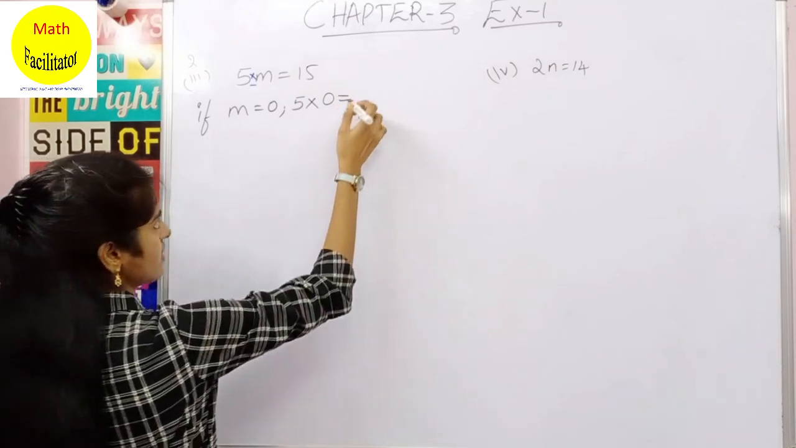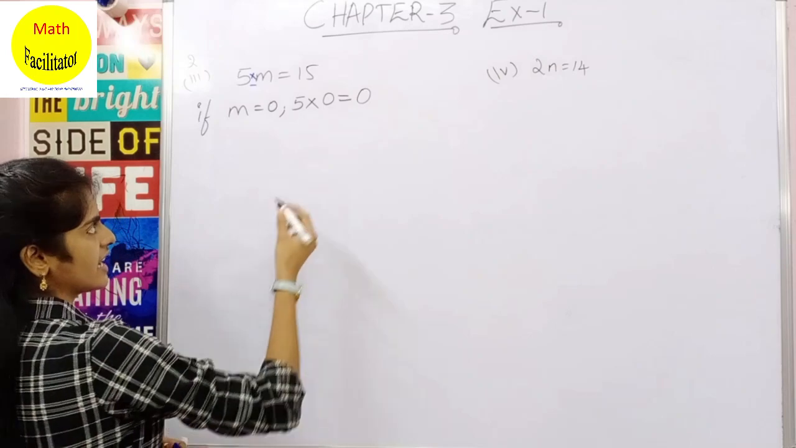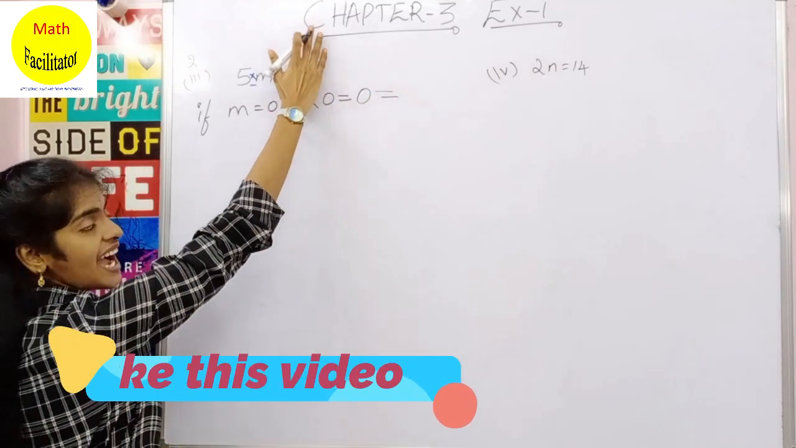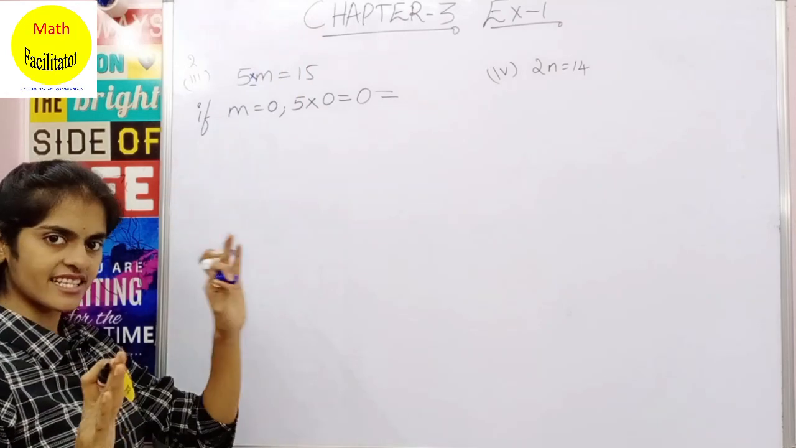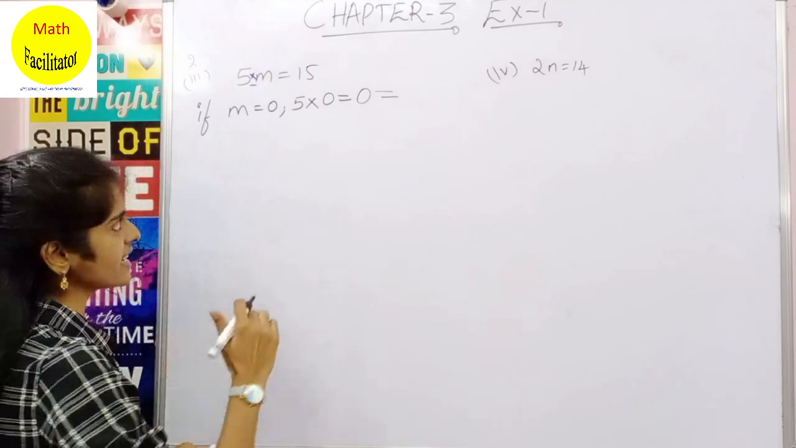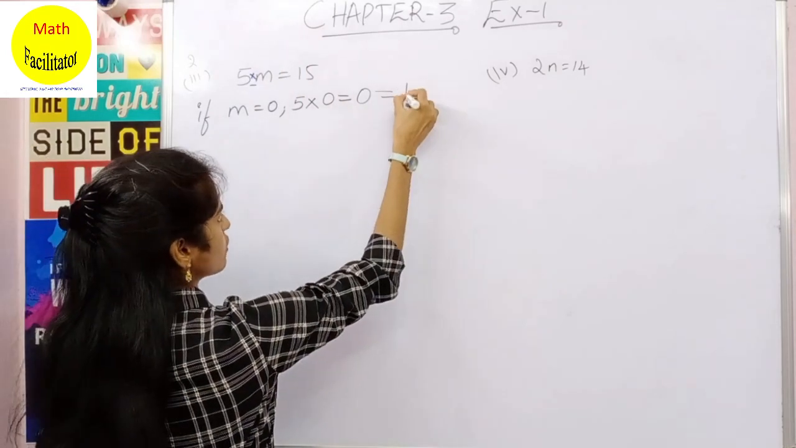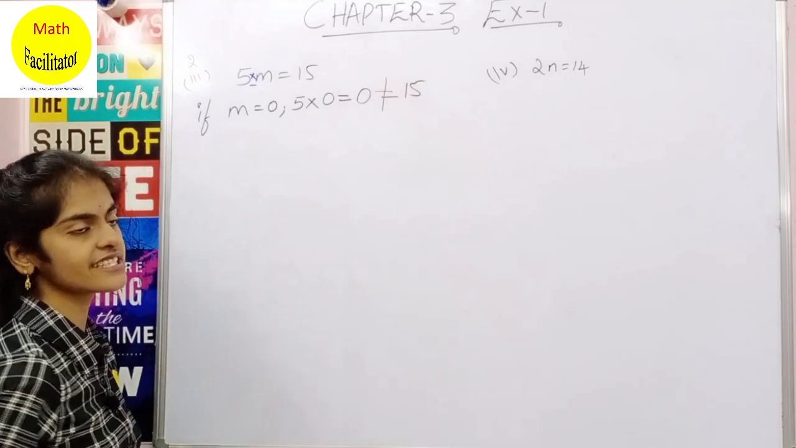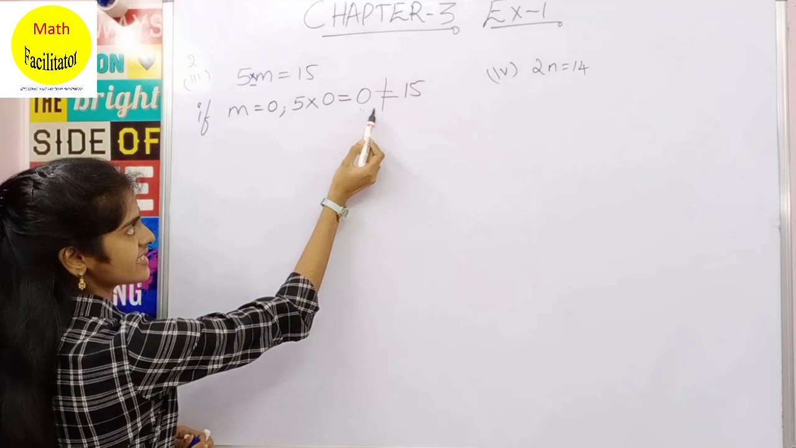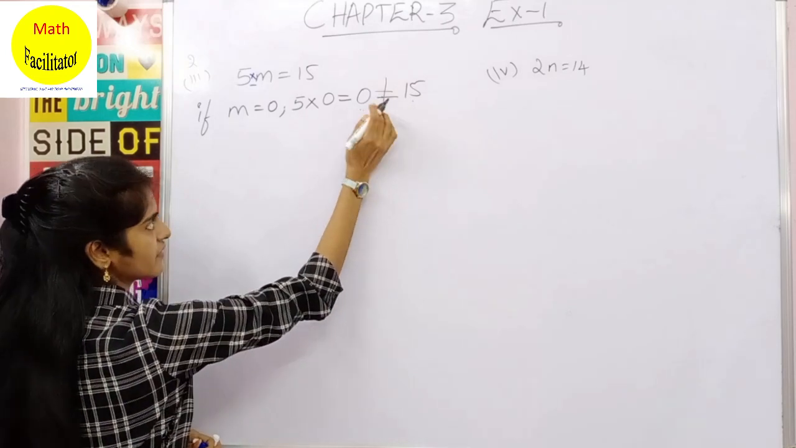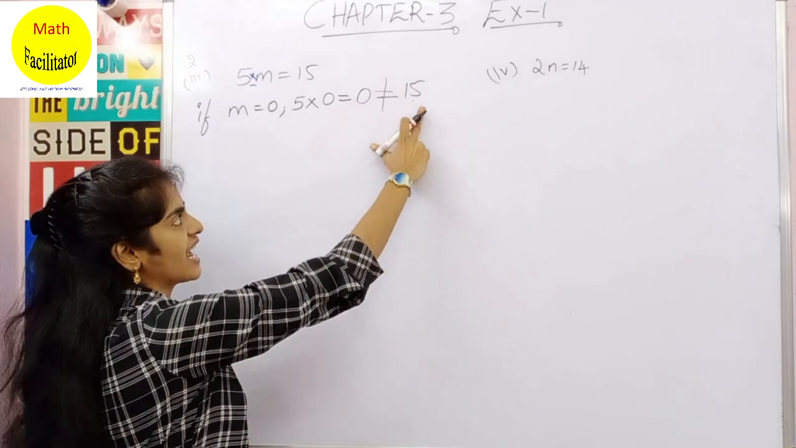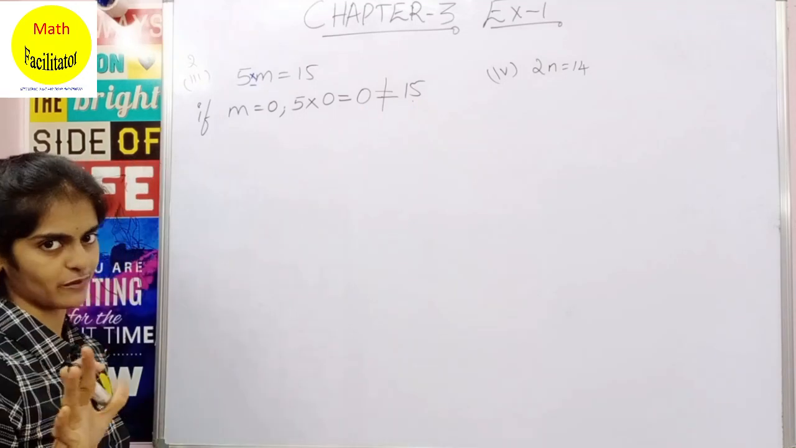What is 5 multiplied by 0? 5 zeros are 0. Now is this 0 equal to 15? Why am I taking 15? Because 15 is the RHS. We know that LHS will be equal to RHS, right? So is this equal to 15? No, so you cannot say that m is 0, because you found that LHS is not equal to RHS. When you substitute 0, the LHS value you get is 0. The RHS value is 15, which is not equal, right?